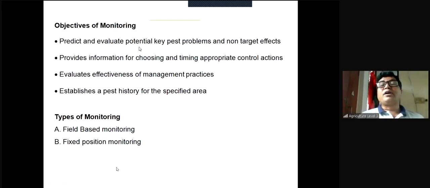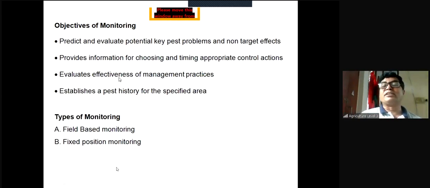After their demise, we can evaluate potential key pest problems. What are the main insect pests and their non-target effects? Monitoring provides information for choosing and timing appropriate control actions. So if you have monitoring data, you can provide the information for choosing what would be the method and when you have to apply this control method.